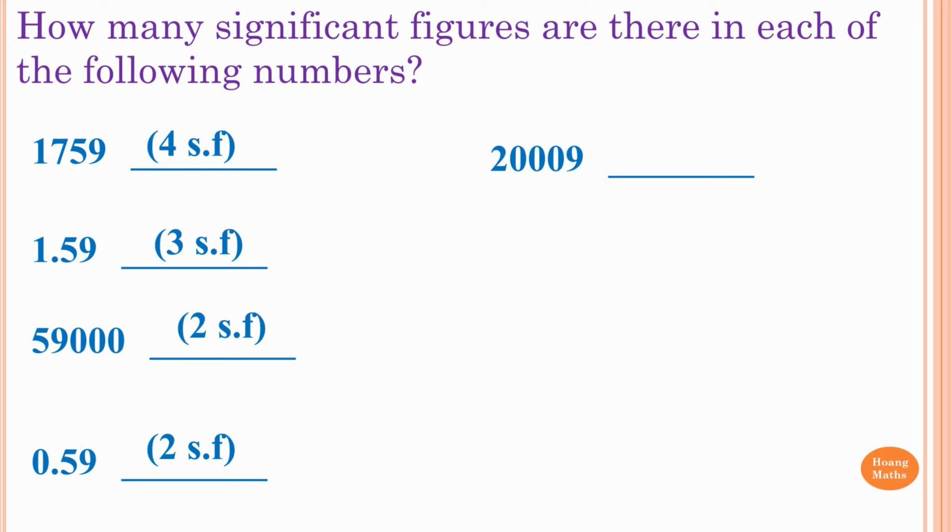20,009. The rule for this one here is, because 2 and 9 are non-zero digits, any digit that's sandwiched between must be significant as well. So we count 2 and 9 already, 2, 3, 4, 5. So we have 5 significant figures.